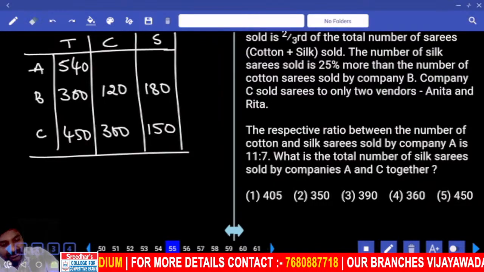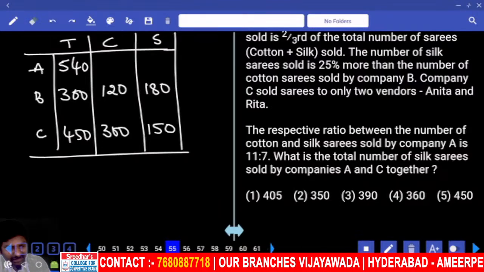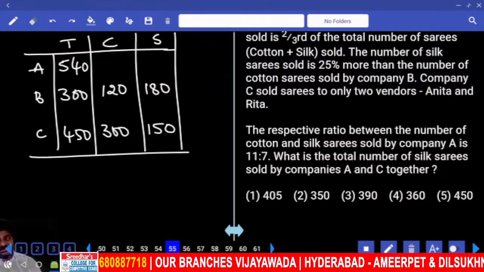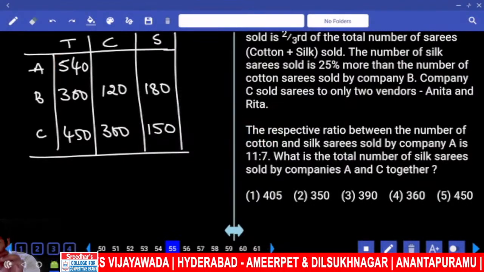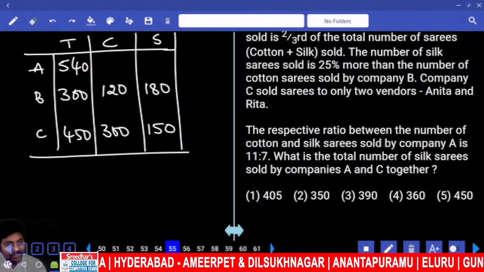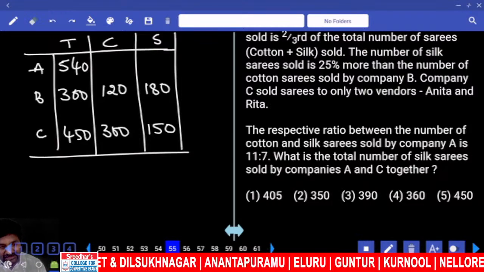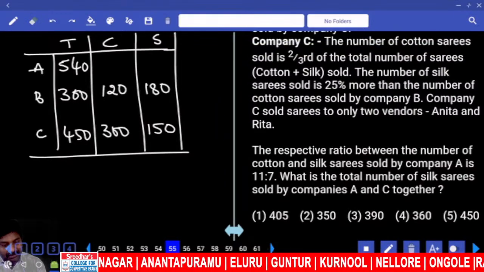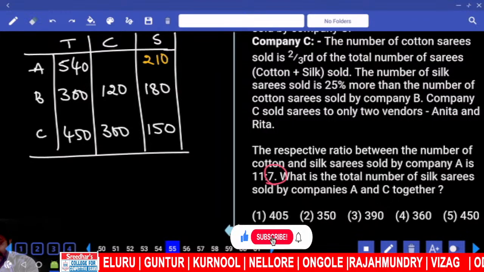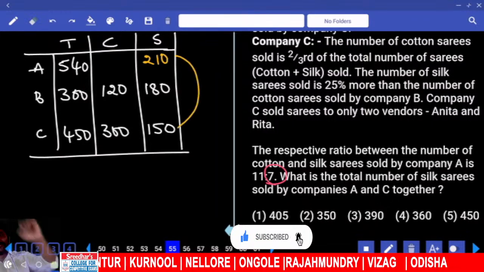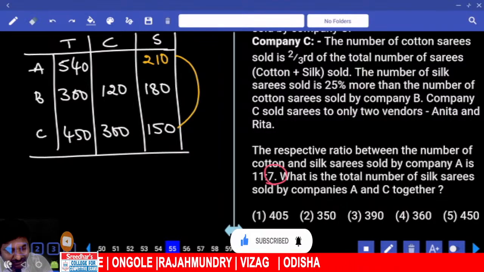The respective ratio between number of cotton and silk sarees sold by company A is 11:7. Total how many parts? 18 parts is equal to total 540. 1 part 30. What is the total number of silk sarees sold by company A, C together? Silk sarees sold by A, 7 parts, 7 times 30, 210. Question is about sum of silk sarees sold by company A and C. 210, 150.